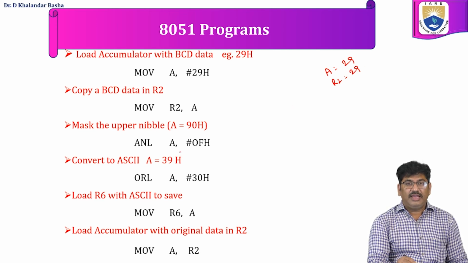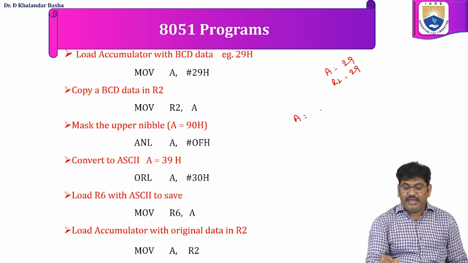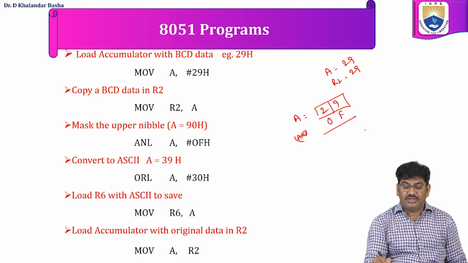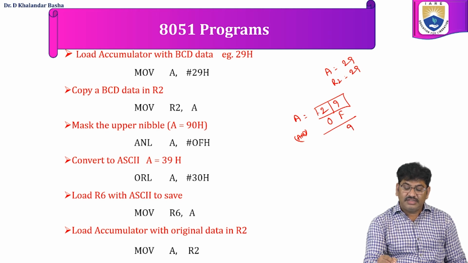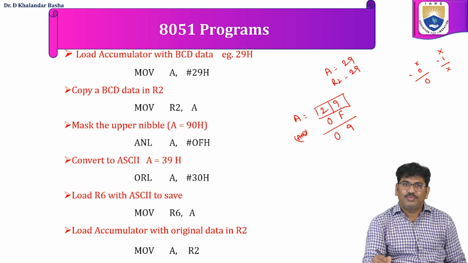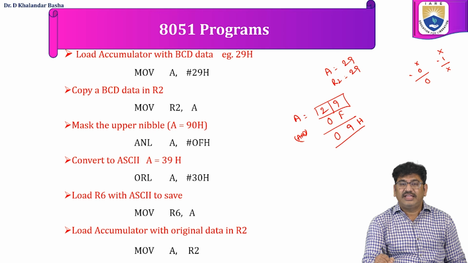And ANL A, #0FH. So when the A content is 29H and we AND it with 0FH, the upper bits will be cleared and the lower nibble will be retained. If any bit X is ANDed with 0, the result is 0. If any bit is ANDed with 1, the result is the bit itself. By applying this principle, 9 AND F will produce 9, and 2 AND 0 produces 0. So the lower nibble is extracted.